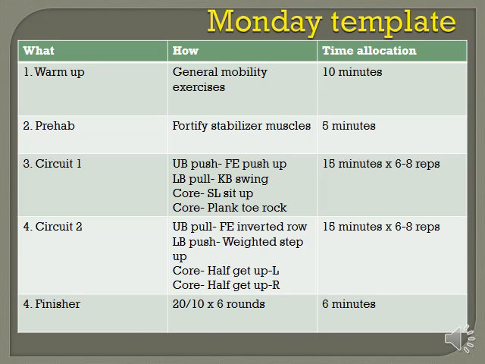Circuit 2 is similar. We just change the categories: upper body pull, lower body push. Our finisher, again, is going to be Tabatas because this is a short, interval-based, high-intensity finisher. Whereas later in the week, we're going to get more into endurance-based finishers.